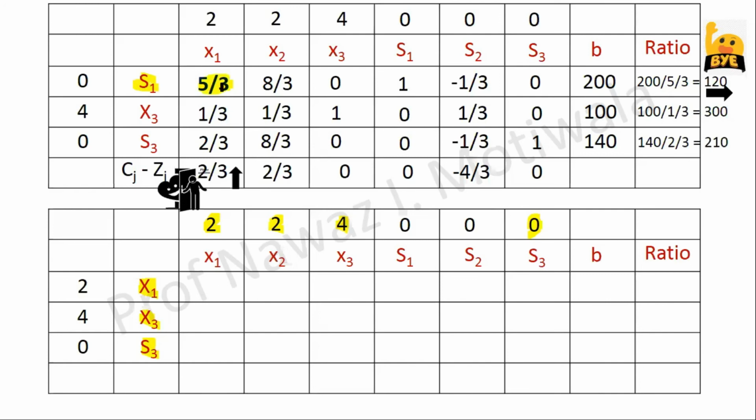The next step is to make this key element 1, and the simplest way is to divide it by the same number, 5 by 3. So I will divide the entire row by 5 by 3. 5 by 3 divided by 5 by 3 gives 1. Then 8 by 3 divided by 5 by 3 gives 8 by 5. Then 0 divided by anything is 0. 1 divided by 5 by 3 gives 3 by 5. Minus 1 by 3 divided by 5 by 3 gives minus 1 by 5. 0 divided by anything is 0. 200 divided by 5 by 3 is 600 by 5, that is 120.